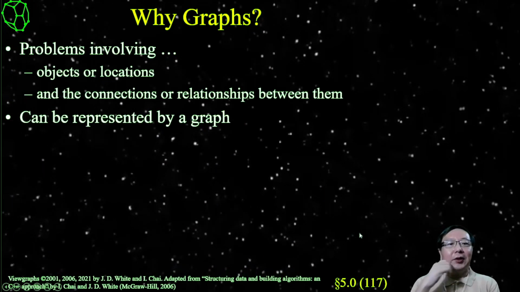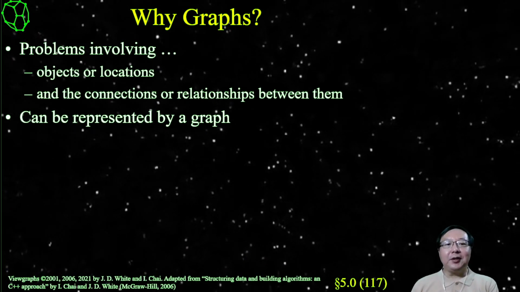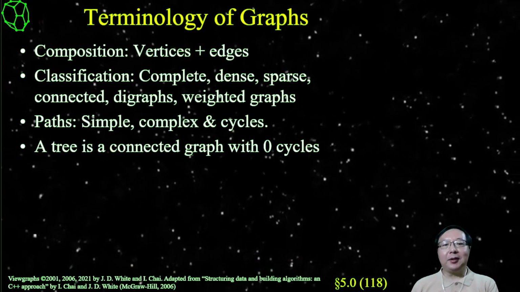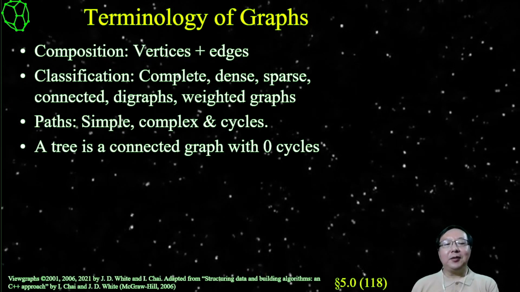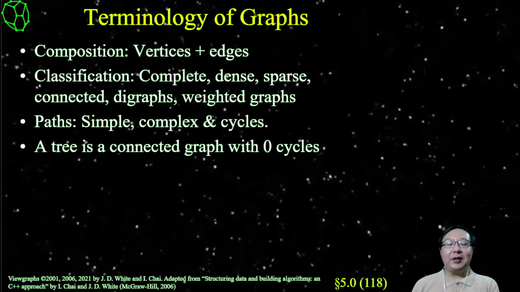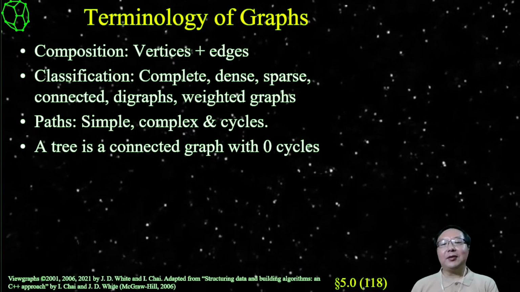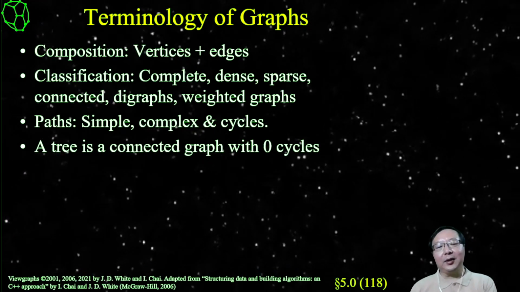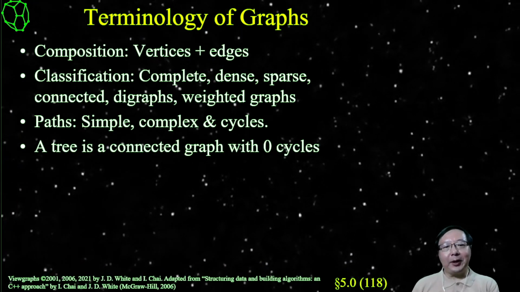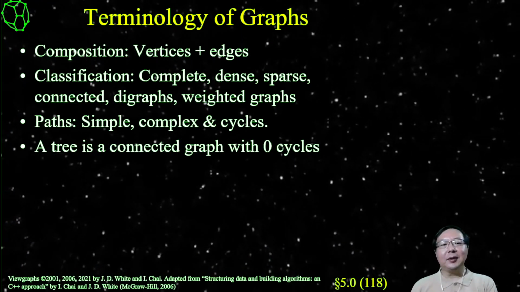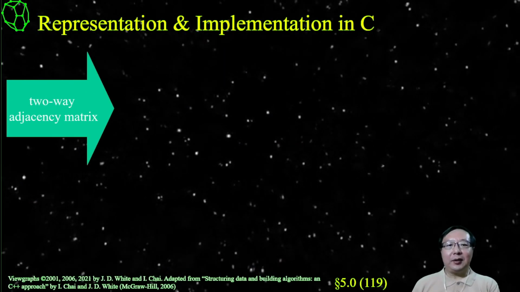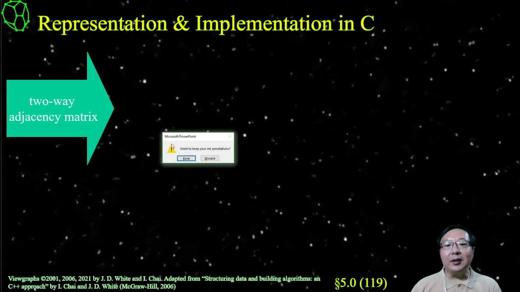So why graphs? We have problems involving objects or locations and the connections between them, and these problems can be represented by a graph. Terminology of graphs, we have composition of vertices and edges. We have classification of graphs, which is the complete graphs, dense graphs, sparse and connected, and digraphs and weighted graphs. And we've got the different types of paths, the simple path, complex paths, and cycles. And a tree is a connected graph with 0 cycles.